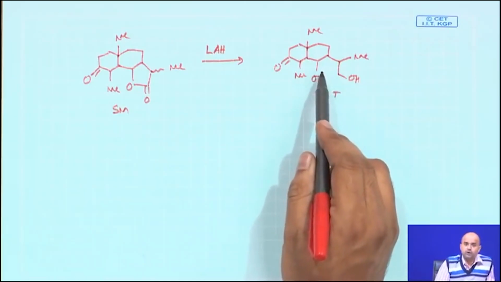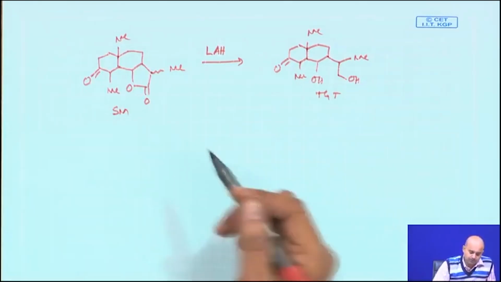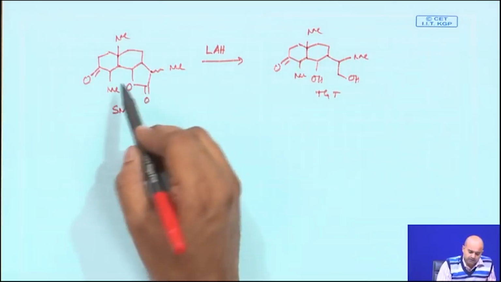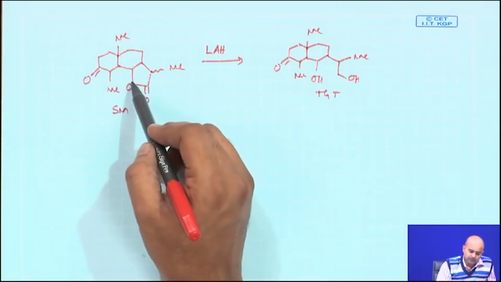Now, if you closely analyze, the starting material is this which was supplied to you, and the target sought is that this molecule you have to make by using the lithium aluminum hydride reduction I have given you. Now, if you see, this starting material contains a ketone as well as a lactone, or cyclic ester.